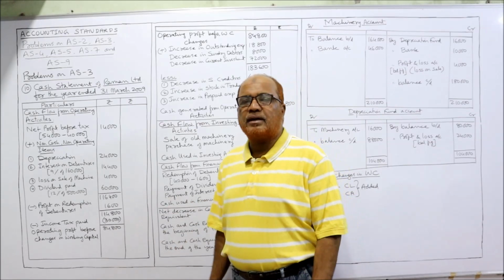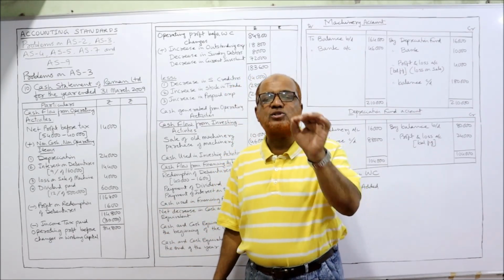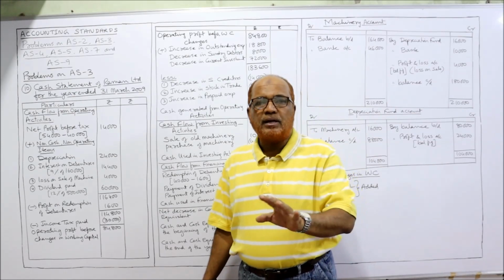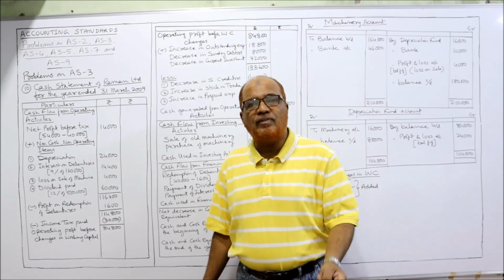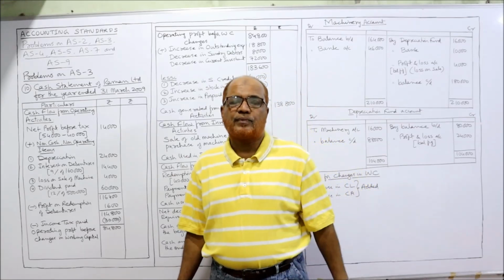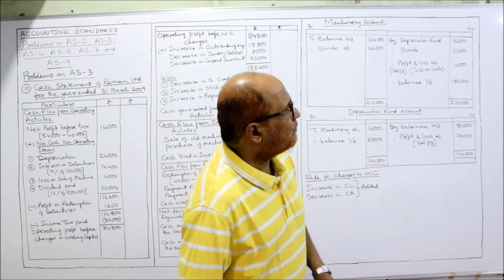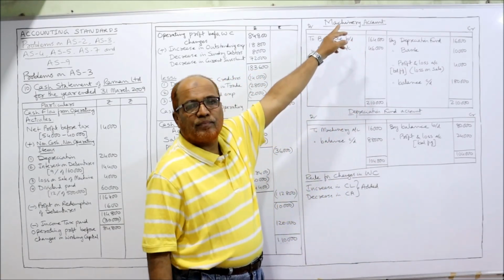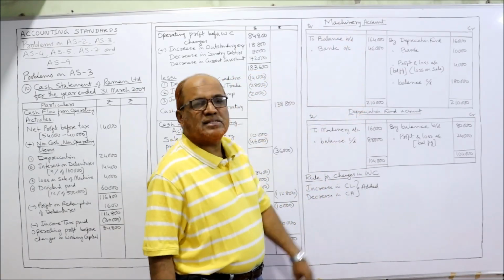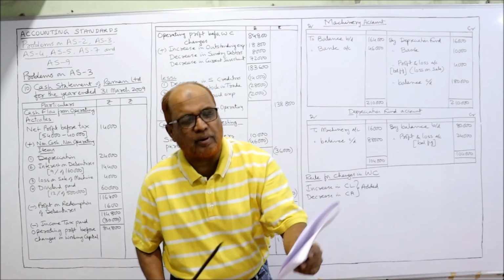Now how to make this one? First one, depreciation. The most common non-cash expense is depreciation. But depreciation is not given in the problem. We have to find out. And one machine was sold. So we have to make 2 accounts. Which 2 accounts we have to make? One account is machinery account and the other account is depreciation fund account. Machinery account is given in the problem.